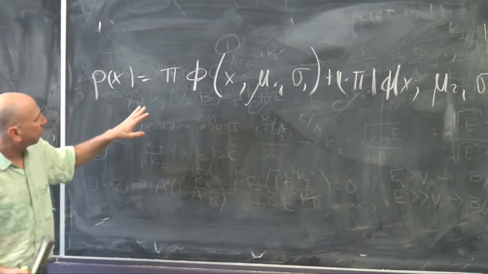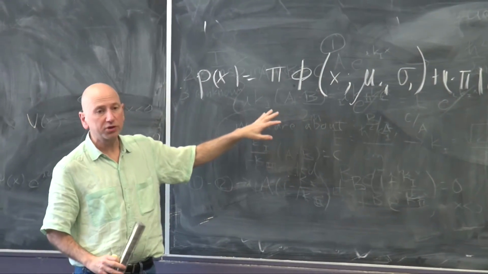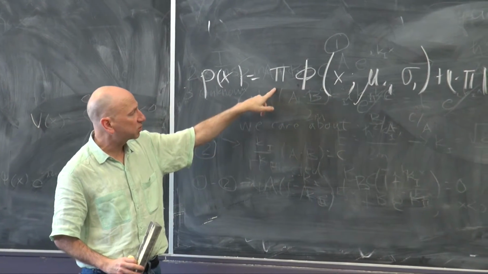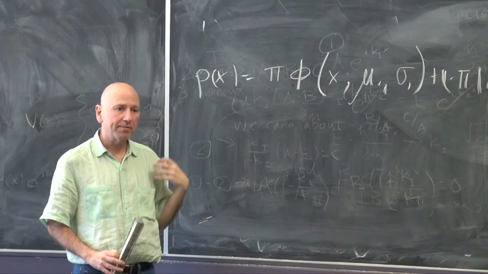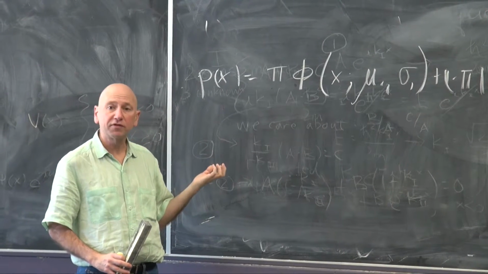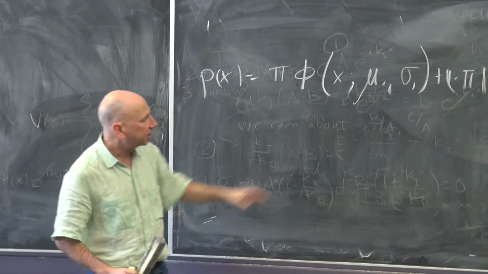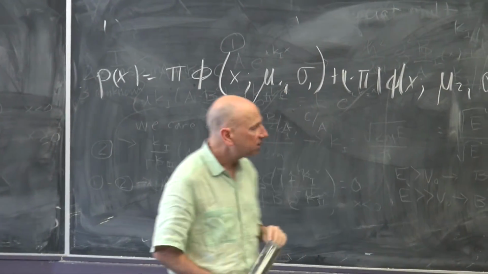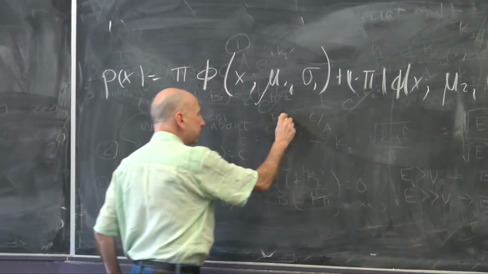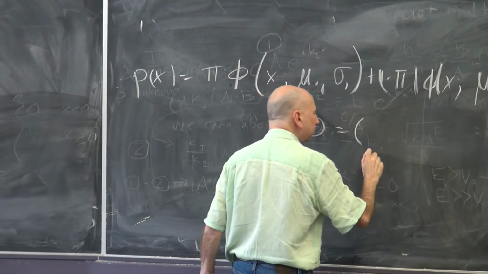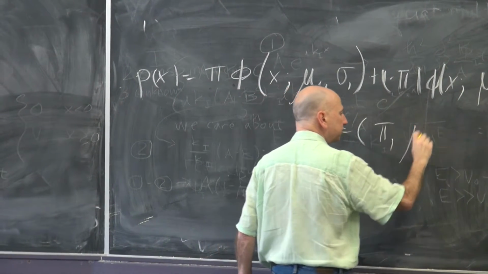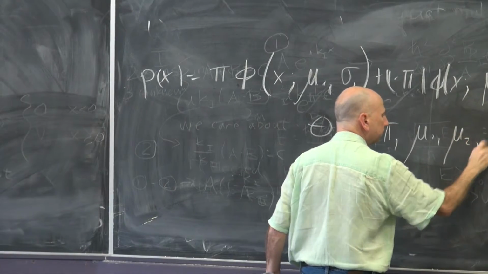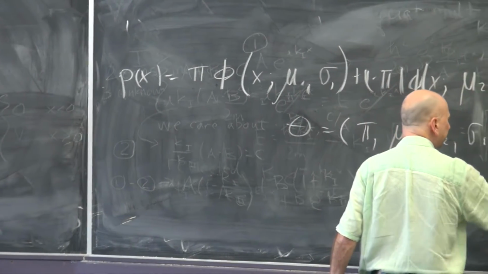And so let's look at the parameters here. Even in the simple case of a mixture of two Gaussians, there's quite a few parameters. There's pi, which is the probability that an observation is drawn from the first component. And then there's the mean and variance of the first component and the mean and variance of the second one. So the parameters there are pi, the 2 mu's, 2 variances. So we have 5 parameters.